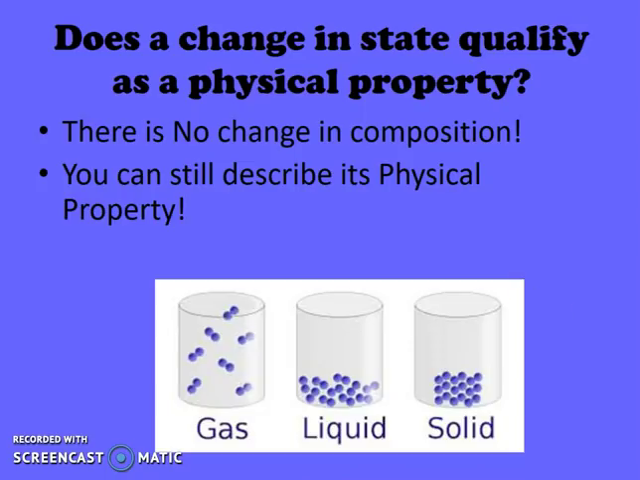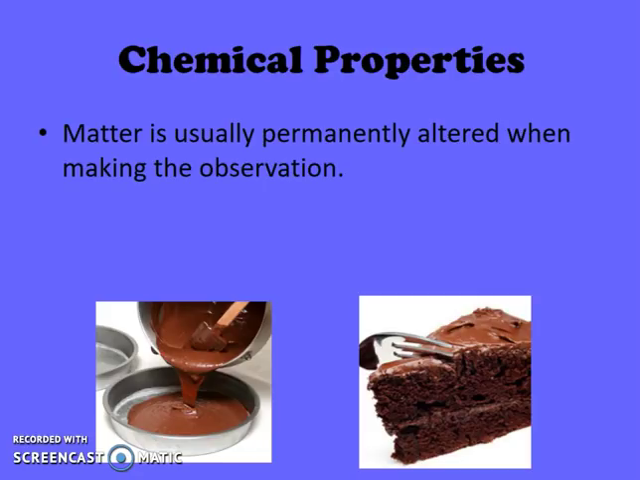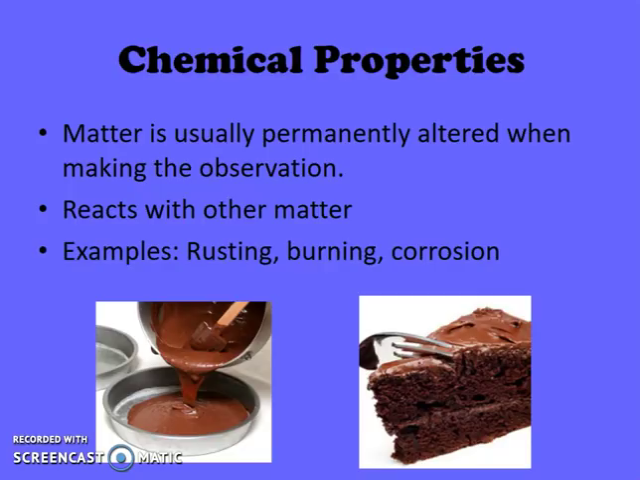Last thing we're going to talk about will be our chemical properties. Chemical properties are different from physical properties in that matter is usually permanently altered when making the observation. It basically changes its form from one thing to the next, and it does so by reacting with other matter. Some examples of chemical properties would be rusting, burning, corrosion. Your pipes might corrode. Rusting, you've seen cans rust, you've seen metal rust, cars will rust. Burning, if you light a candle. All of those are examples of chemical properties. What we start with and what we end with are not the same thing.